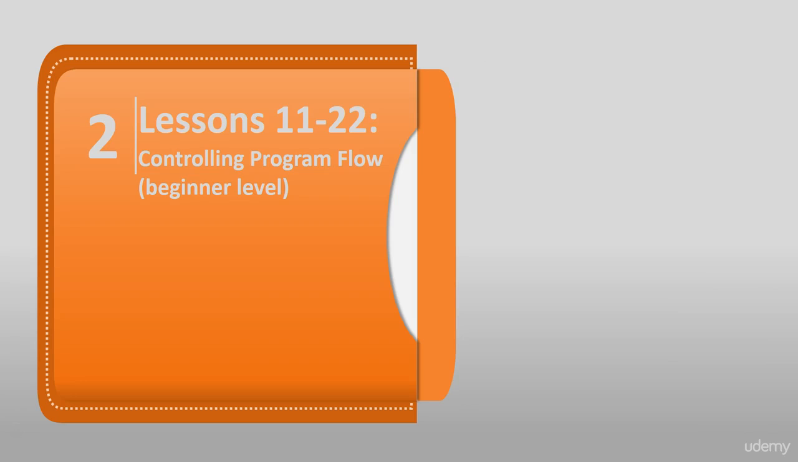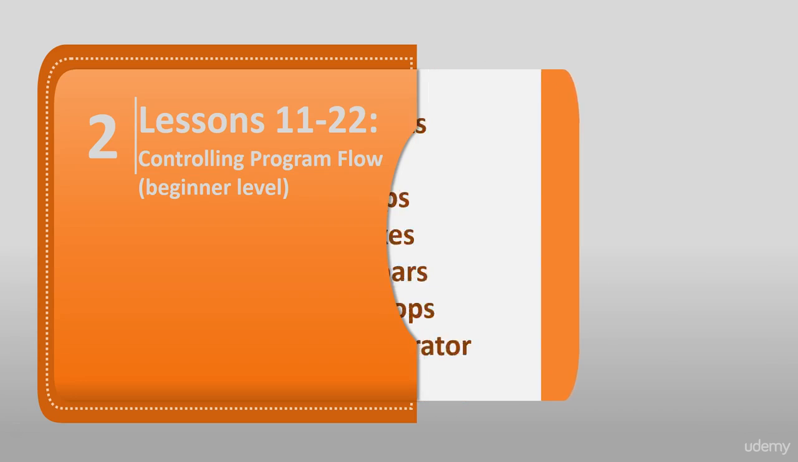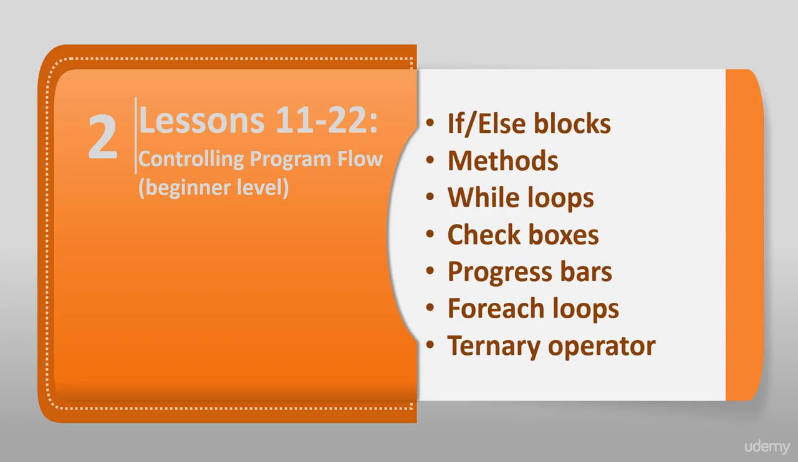Alright, lessons 11 through 22 talk about controlling program flow. You will learn about if-else blocks, methods, while loops, checkboxes, progress bars, for-each loops, ternary operator, and many other small details.